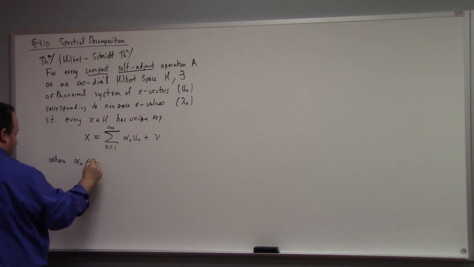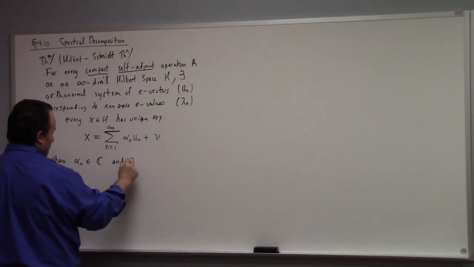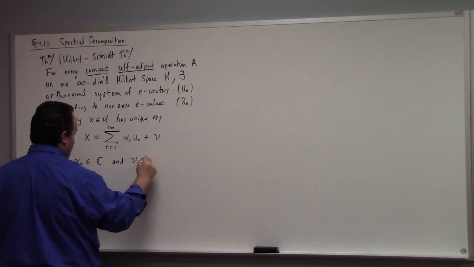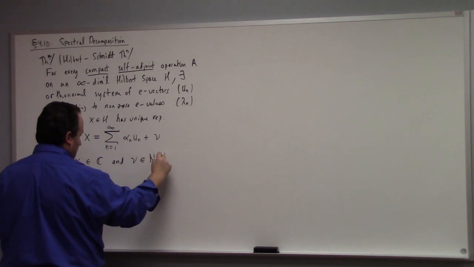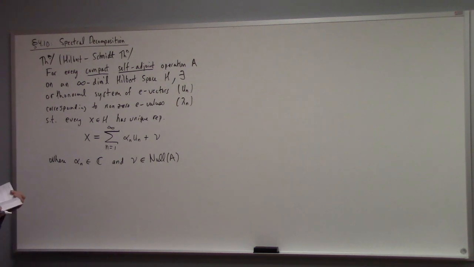alpha_n are in C and nu is an element of the null space of A. Now he doesn't call it null A. I'm calling it null A. He gives a scripty N kind of thing there. All right.